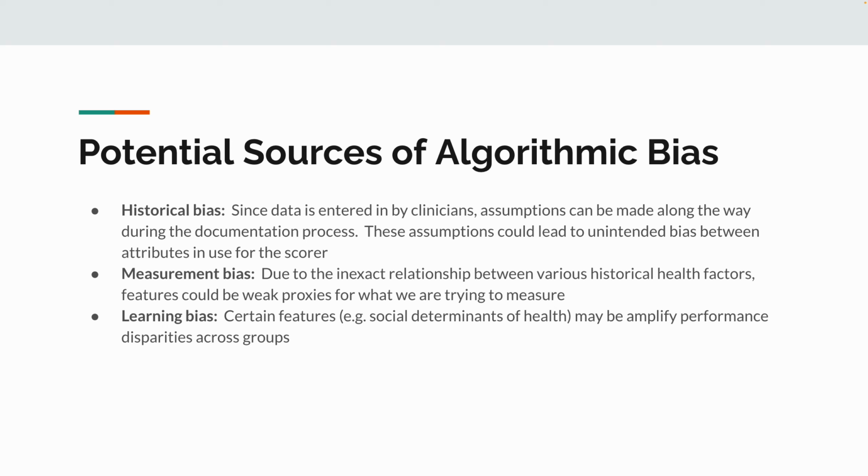Finally, there could be a learning bias. Certain features like social determinants of health may amplify performance disparities across groups. It could lead to certain biases based upon socioeconomic or other things that are not intended for the model.